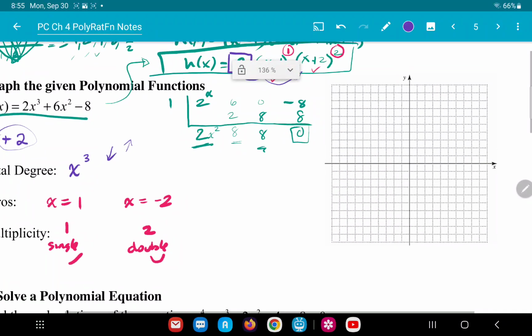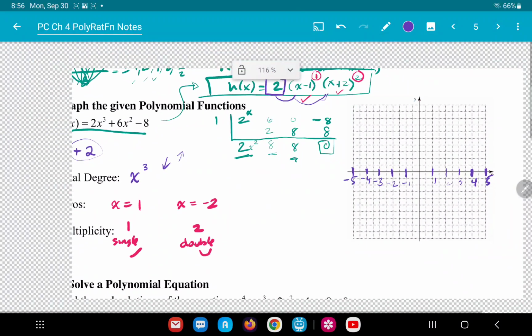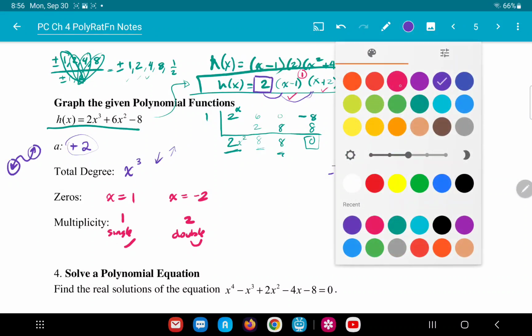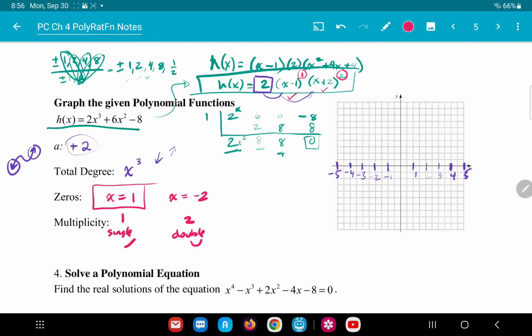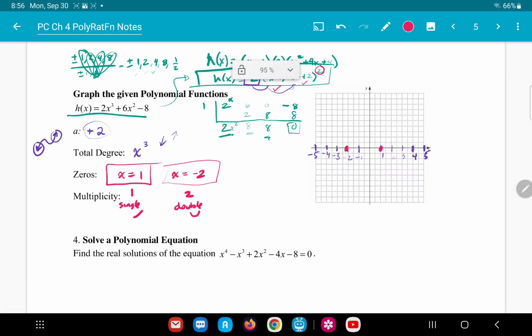So let's go ahead and label our graph. I'm going to label each unit with a length of 1. So 1, 2, 3, 4, 5. Other way around. There we go. All right, so let's label what we know. We know that the zeros are at 1 and also at -2. We know that in terms of its end behavior, we start down, which puts us in quadrant 3. We're going to make our way to -2.